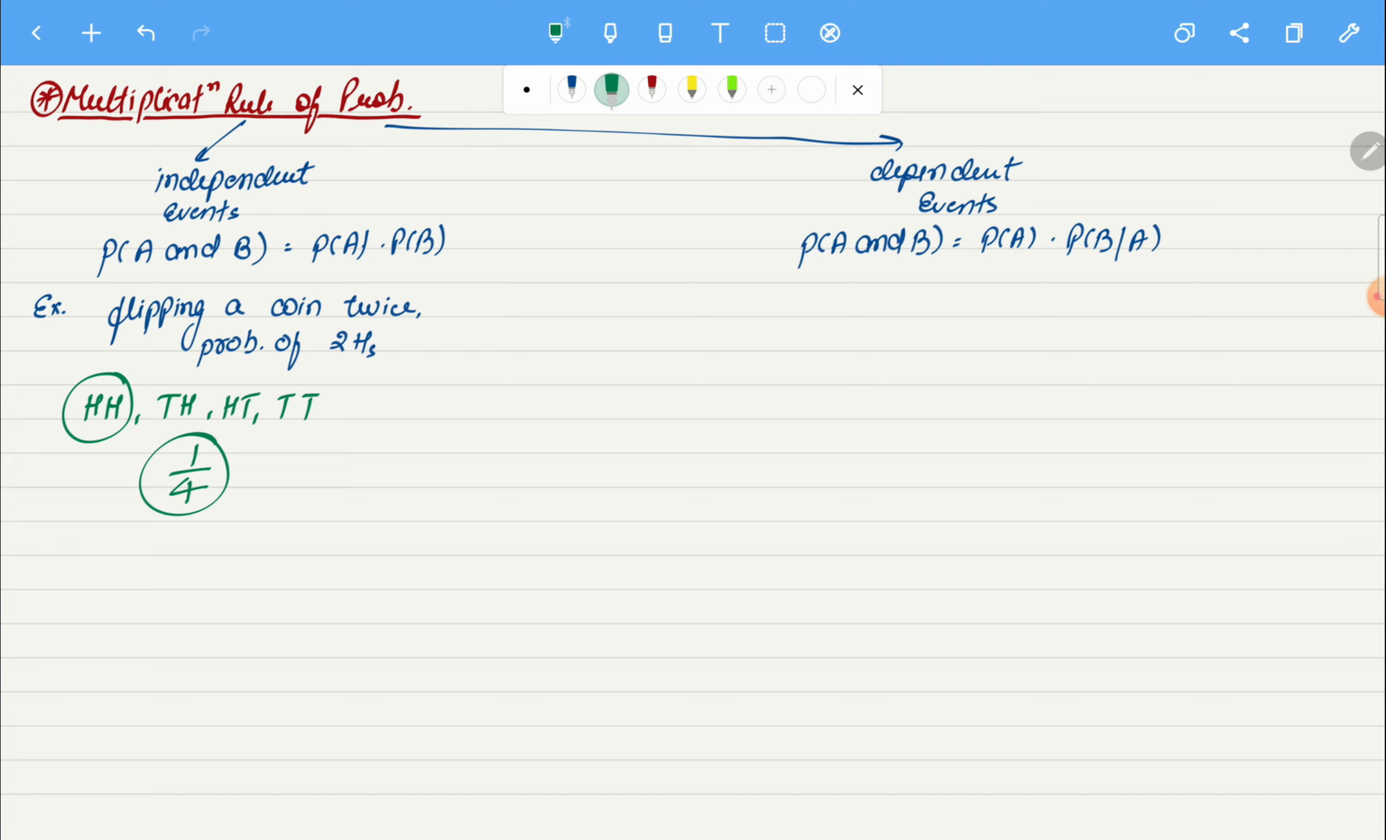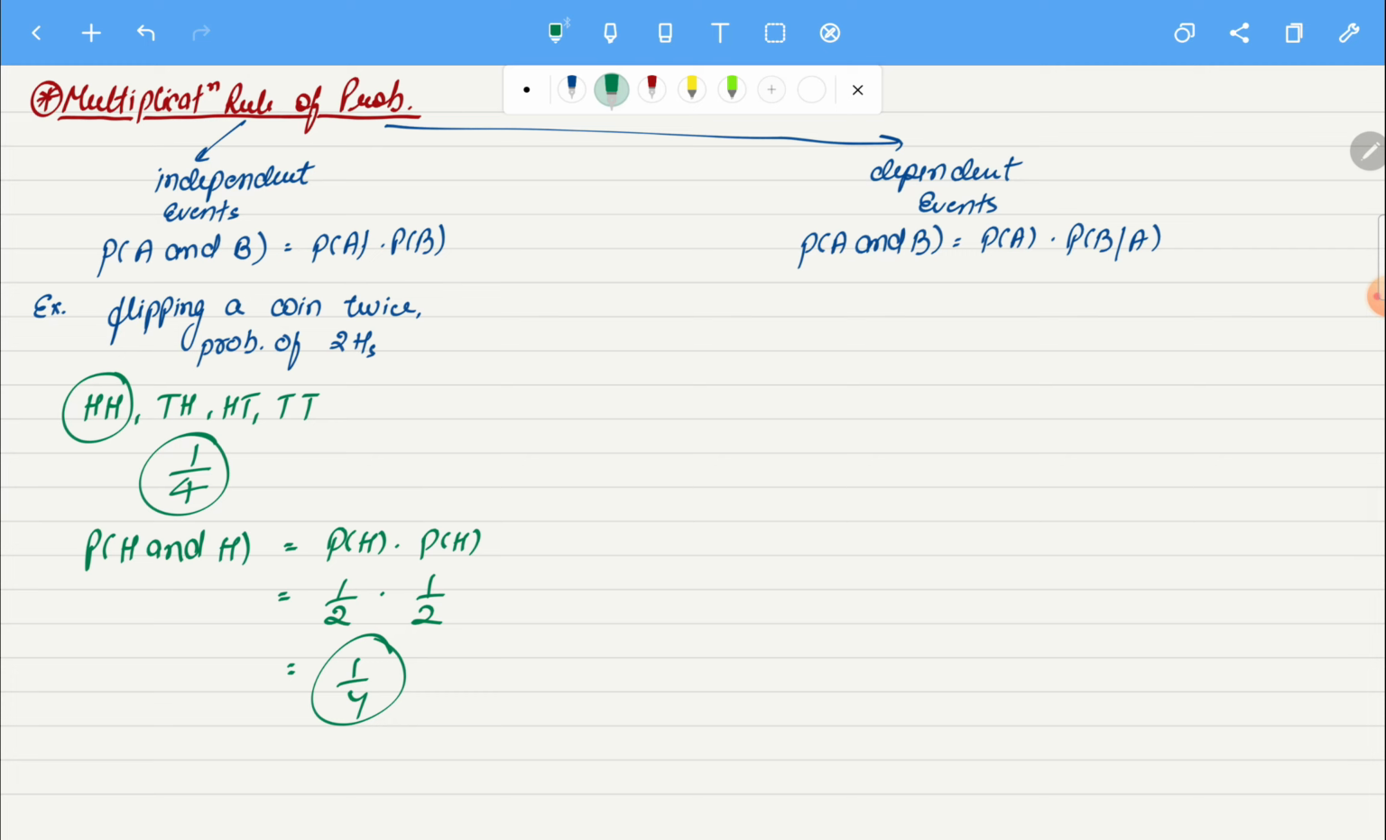Now we will try to use the rule of multiplication and see how we can find that. So the probability of getting head and head will be the probability of head times the probability of head. The probability of head will be 1 by 2 and again 1 by 2. So this will become 1 by 4. You can see the answers are the same, obviously. And this is how you can use the rule of multiplication in independent events.